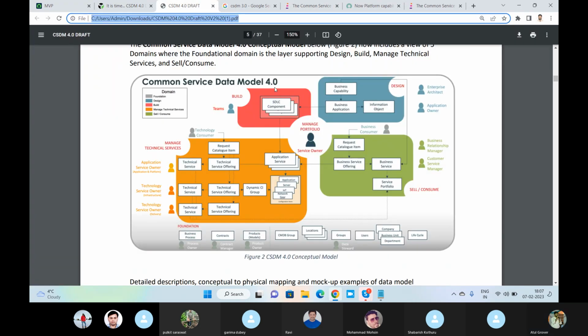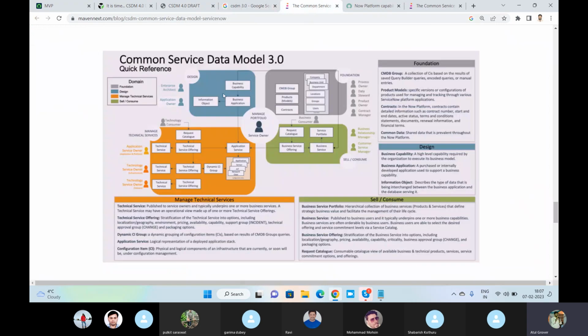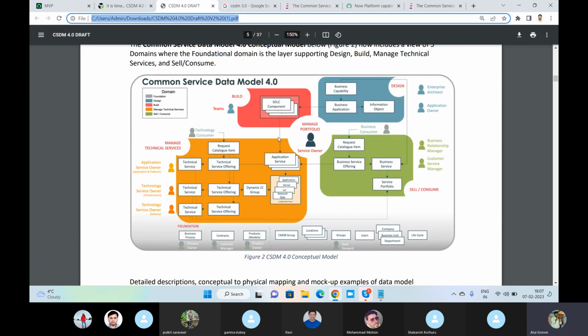Now, this is the third domain. This domain has been added in the ServiceNow Tokyo release only. Before that, the model looked like this only. But now it is 4.0, and in the Utah release, no changes have been done at the model level. At least this has not been announced in the session which I attended, or which you guys also attended.